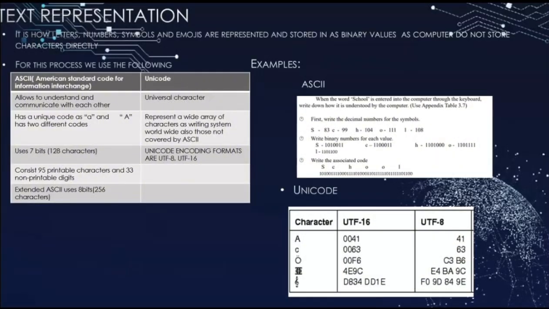So, Unicode. Unicode is a universal character set. It represents a wide array of characters and writing systems worldwide, also those not covered by ASCII. Unicode encoding formats are given, UTF-8 and UTF-16. Examples for ASCII and Unicode are given.